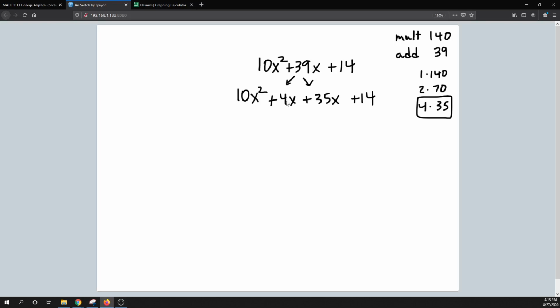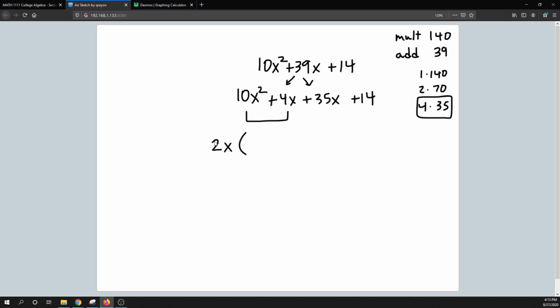So again, you can double check yourself here. If I simplify this, do I get this exactly? And I absolutely do, because 4x plus 35x gives me 39x. So this expression and this expression are exactly equal. And remember, the reason you split these up is so that you can try factoring by grouping. So I look at these two terms and ask myself, what do these two terms have in common? And that would be a 2x.